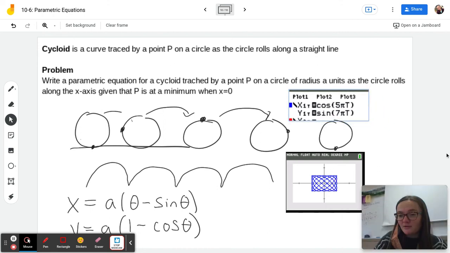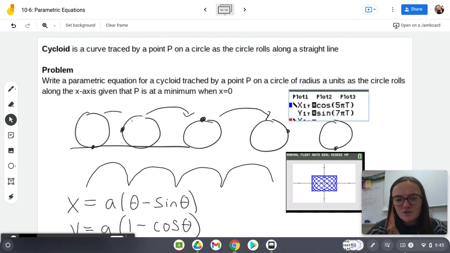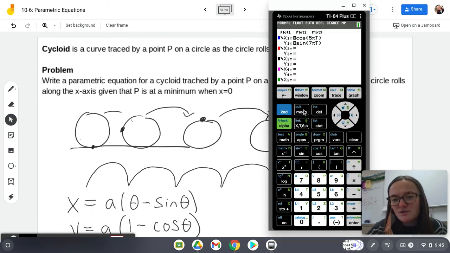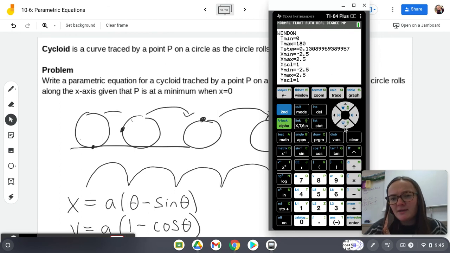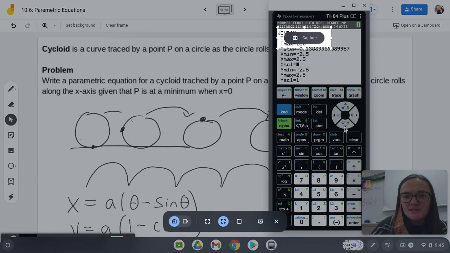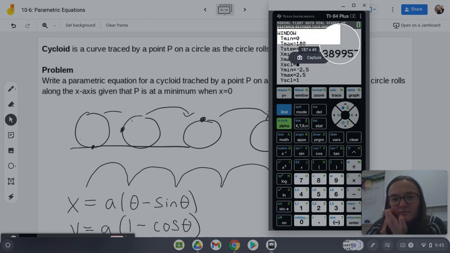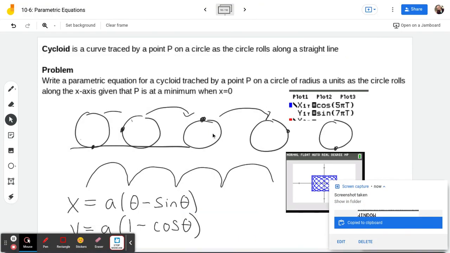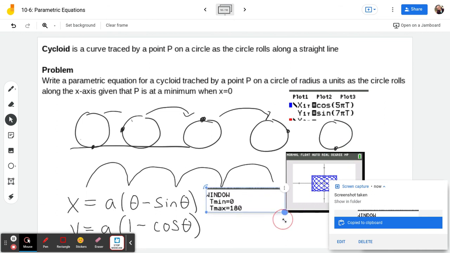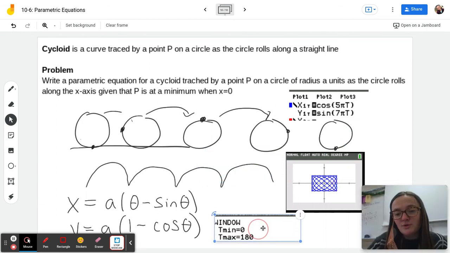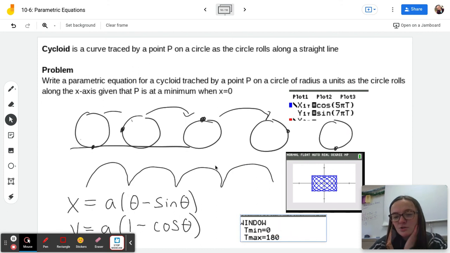Now, if you put it into your calculator right away, you're probably going to get a jumbled mess. So one thing that you probably should do is go into Window, and you're going to see Tmin and Tmax. I'm in degree mode here, I changed my Tmin to be 0, and I changed my Tmax to be 180. But in radian mode, you could change your Tmin to be 0 and your Tmax to be 2. So you do need to kind of go into your window and manipulate a little bit. Otherwise, you will get a very jumbled looking mess.